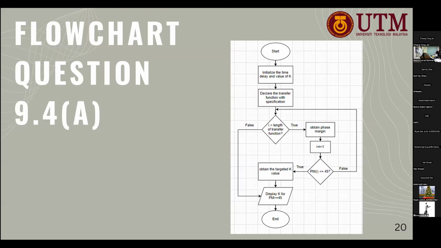So for question A, the flow chart will be like this. We initialize the time and the value k. Then we declare the transfer function. Then we obtain the phase margin and compare it with 45 degrees. If not, it will continue looping. And when we get the target k we want, it will display the k for the phase margin more than or equal to 45 degrees.